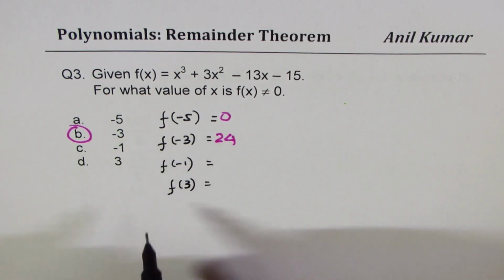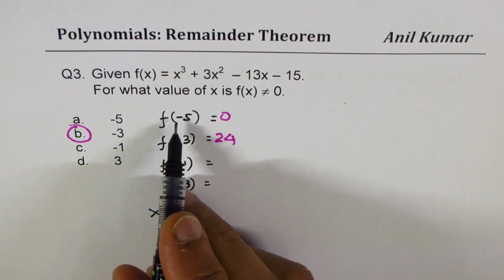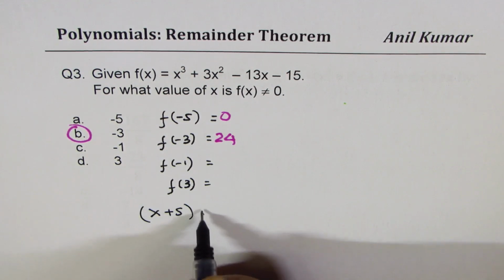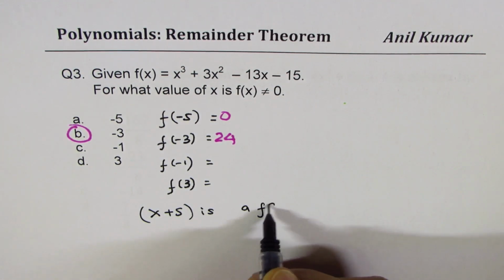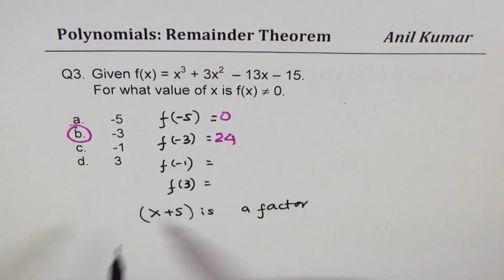So that really means that for the given equation, when we say x minus 5 is 0, that means x plus 5 is a factor. And if these are 0, then x plus 1 is a factor and x minus 3 will also be a factor, right? So you could check and then write it.